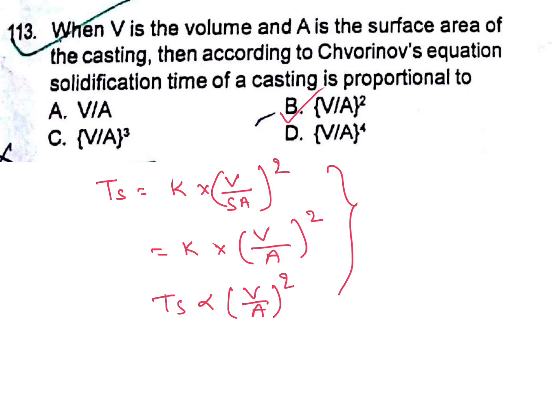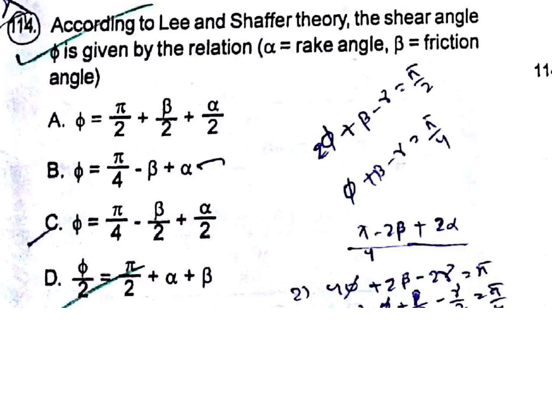According to Lee and Shaffer theory, the shear angle phi is given by relation, alpha equal to rake angle, beta equal to friction angle. Lee Shaffer's theory: phi plus beta minus alpha equal to pi by 4. Here in this question they take alpha, alpha is rake angle, so from option you have to check this one. Pi by 4, B is our answer. Phi plus beta minus alpha equal to pi by 4, B is our answer.